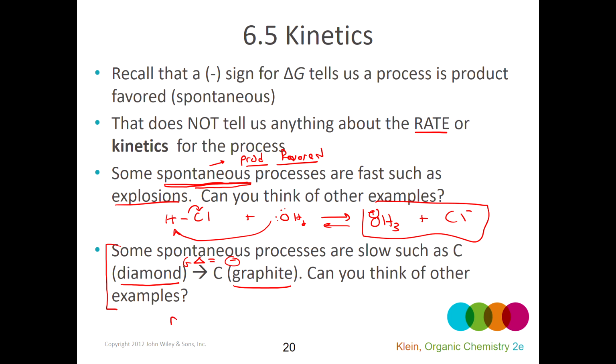And other examples include rusting. It's a little bit faster than diamond converting into graphite, but still a very slow process. Iron ions are favored over neutral iron because the outer electrons are not held very tightly to the nucleus, and other atoms attract them better. They start falling out and creating an ion. That happens spontaneously, but it also happens quite slowly. So just make sure you don't think that there's a relationship between how fast something happens and how product favored it is, because there is no direct relationship between those two.